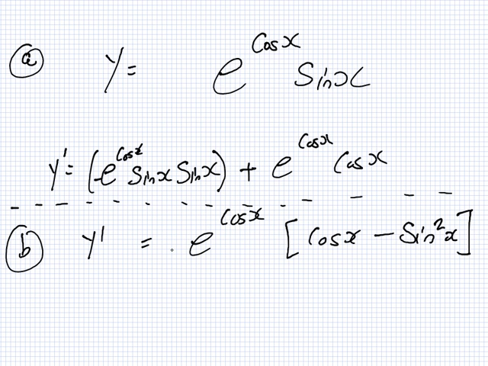How do you find it? The product rule. So you combine this thing with this thing, the product.